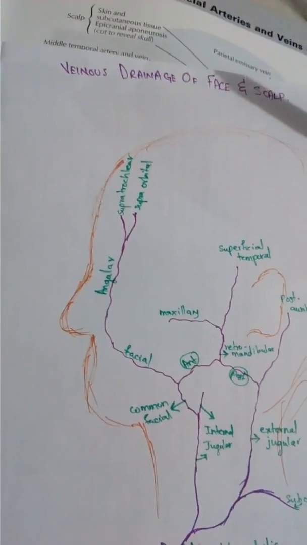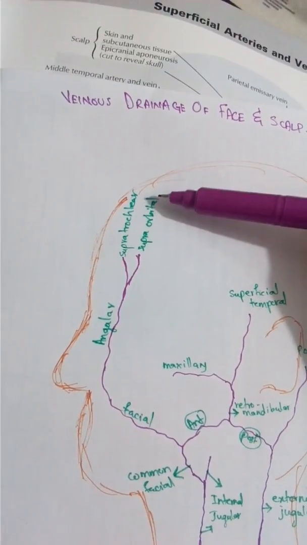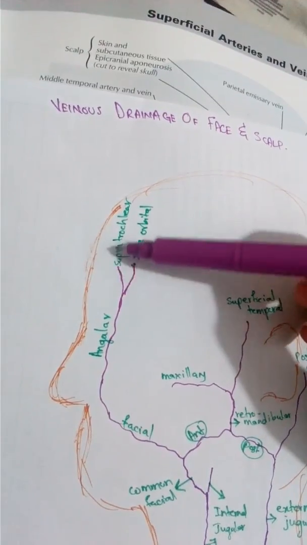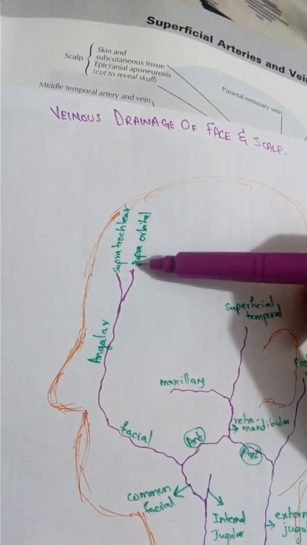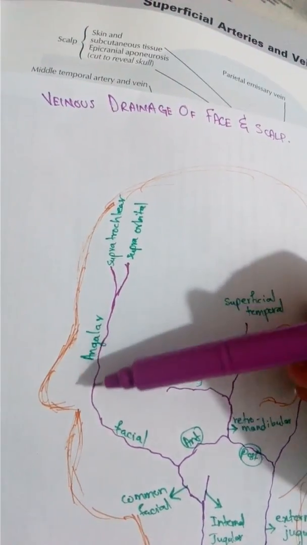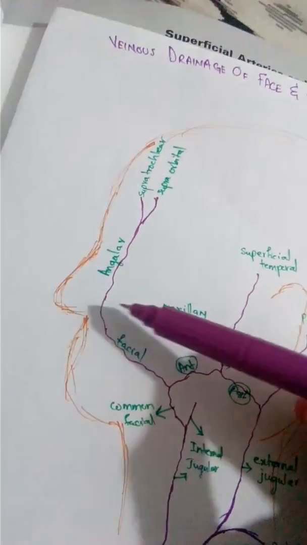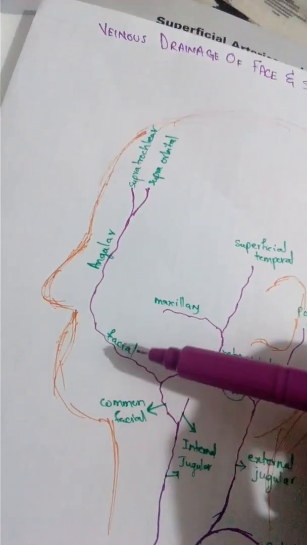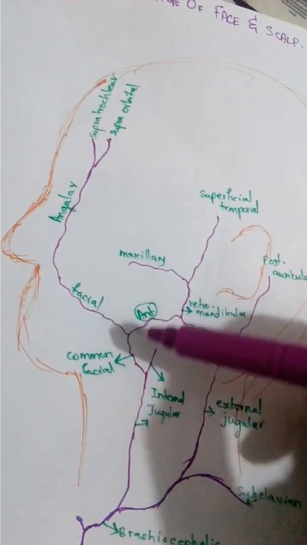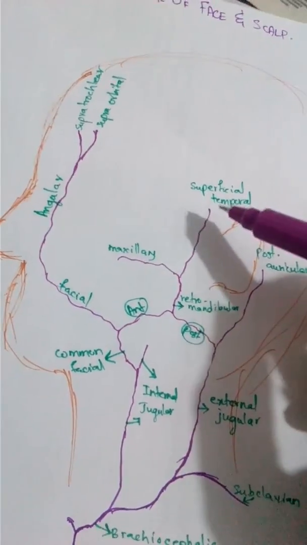The venous drainage starts with the supratrochlear and the supraorbital veins. Supratrochlear is somewhere on your forehead, and the supraorbital is above your eye orbits. They both drain into the angular vein, which goes down to the tip of your nose, and below the tip of your nose it turns into the facial vein. The facial vein then goes along and joins another vein. This vein is the retromandibular vein.